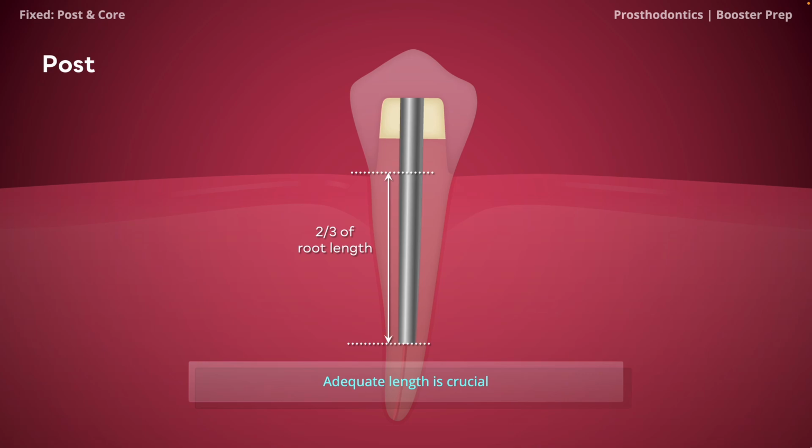This will ensure that the post has enough tooth structure around it to adequately retain the core as it's subjected to various forces. Now, it's important to note that this length recommendation doesn't take precedence over the 4 to 5 millimeters of gutta percha we need at the apical end of the root. So sometimes with short roots, it's very hard to obtain this 2/3 length. Just something to keep in mind.